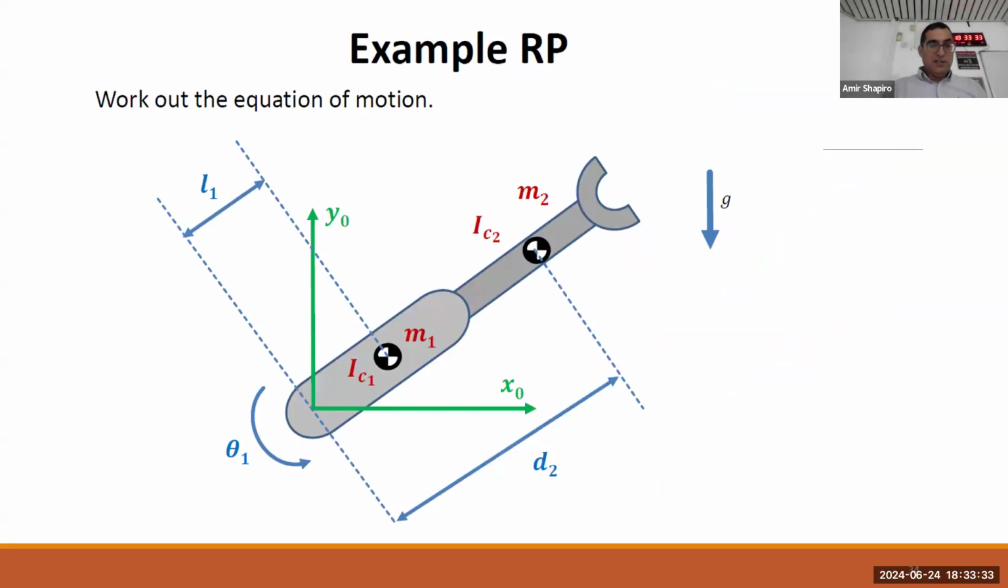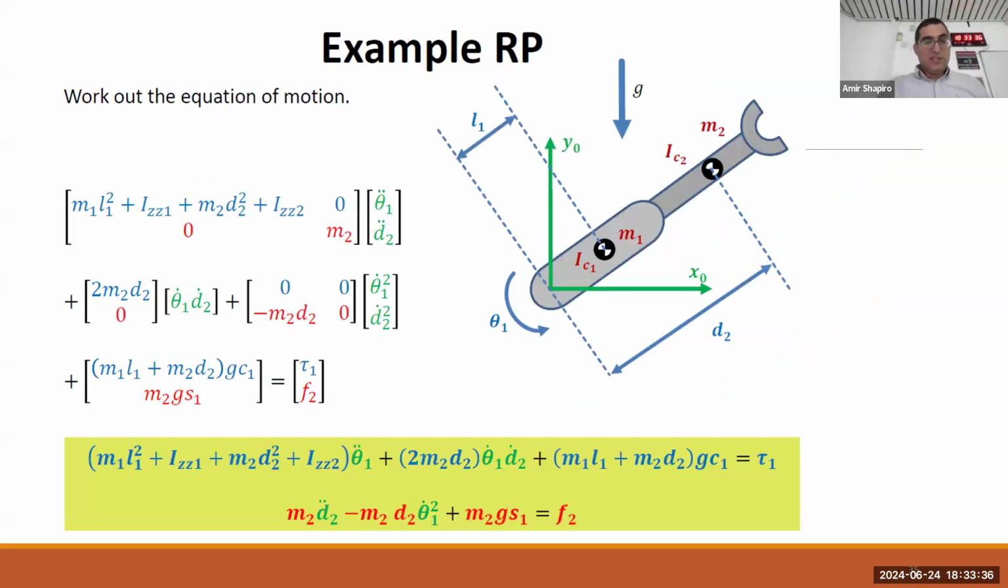And we can substitute everything in, and we get finally these equations of motion from M, C, and B, and G, and those are the equations of motion, where tau 1 is the torque on theta 1, and F2 is the force along d2 of the second degree of freedom.